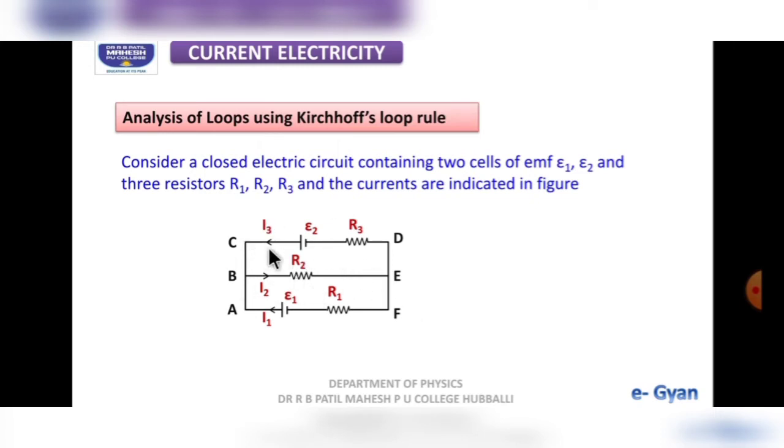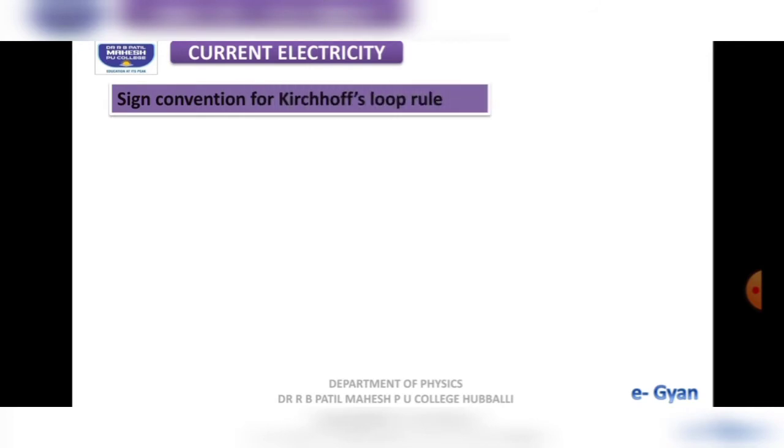Now to analyze this, we should have the knowledge of sign convention for Kirchhoff's loop rule. First, let us study the sign conventions, and then we will apply Kirchhoff's loop rule for individual loops. Sign conventions for Kirchhoff's loop rule. Selection of direction of loop is very important. Select the direction of loop, either clockwise or anti-clockwise.